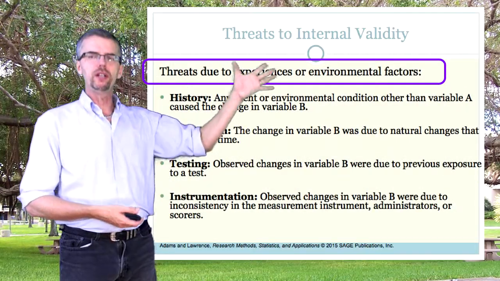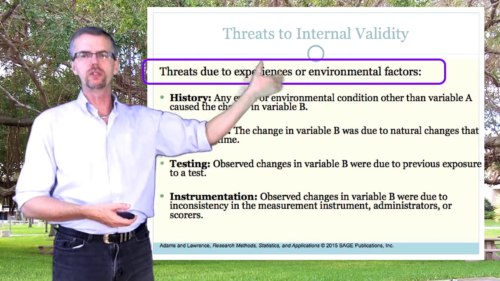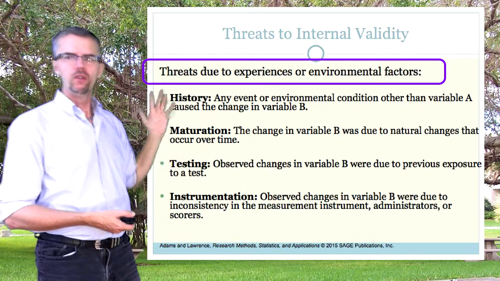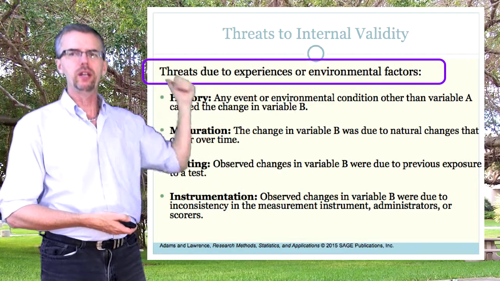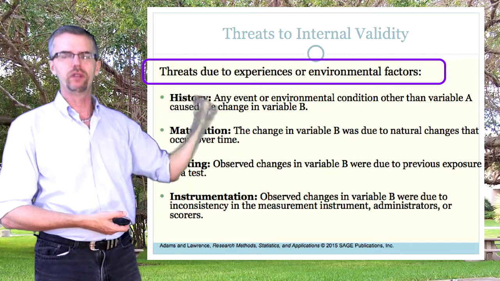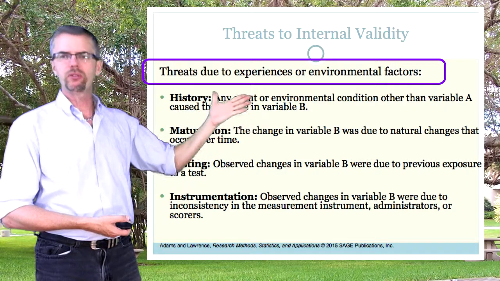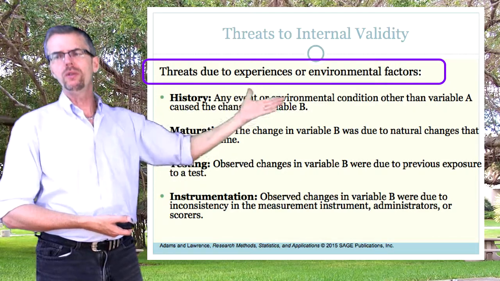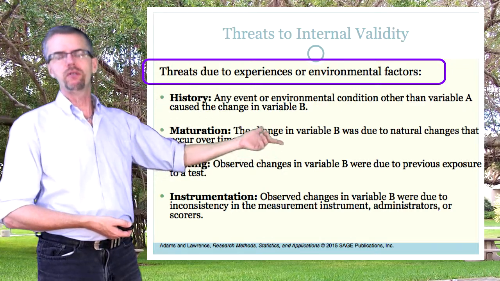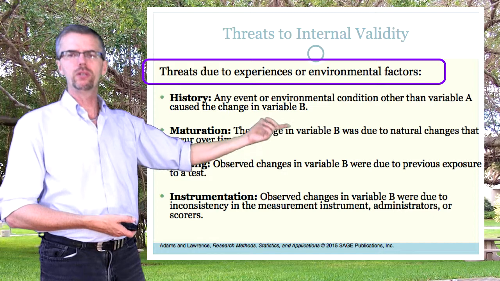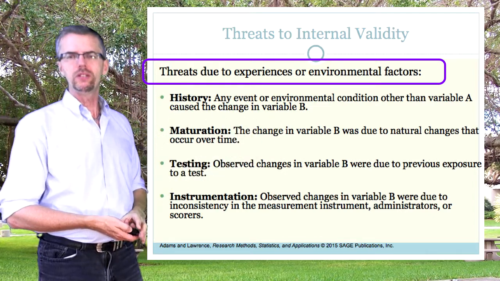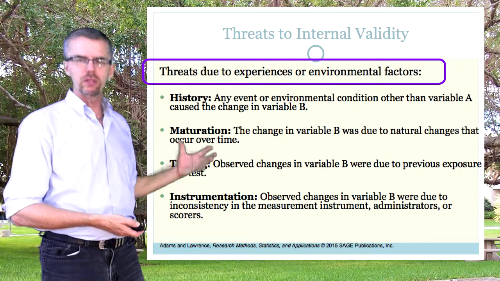Threats to internal validity can come from two very distinct sources. This slide here represents 4 sources that come due to experiences or environmental factors. History, where any event or environmental condition other than variable A caused the change in variable B. Maturation, where the change in variable B was due to natural changes that occur over time. Testing, where observed changes in variable B were due to previous exposure to a test. And instrumentation, where observed changes in variable B were due to inconsistency in the measurement instrument, administrators, or scores.